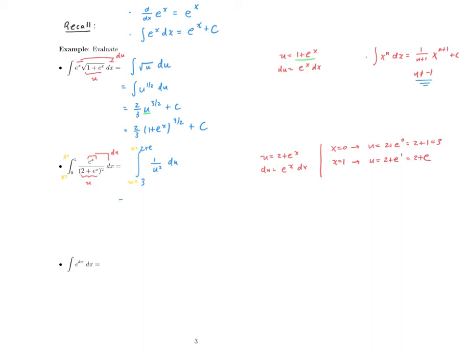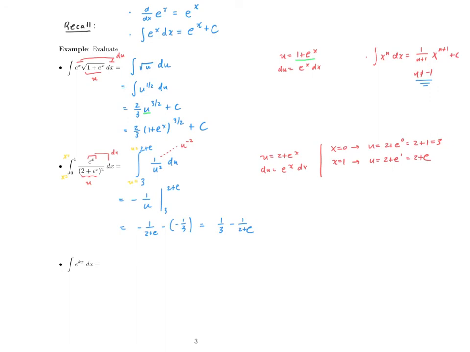And now we go ahead and anti-differentiate. Note that this 1 over u squared is really u to the minus 2. Minus 2 plus 1 is minus 1. So we have 1 over minus 1, u to the minus 1, which is simply minus 1 over u. And we're evaluating this from 3 to 2 plus e. So we substitute in 2 plus e, we put a minus sign, and we substitute in 3. And it's perfectly fine to leave it in this form. For convenience, I'm going to write this as 1/3 minus 1 over 2 plus e.